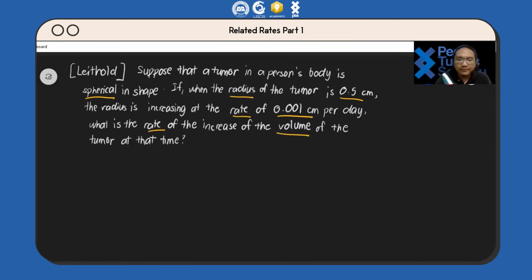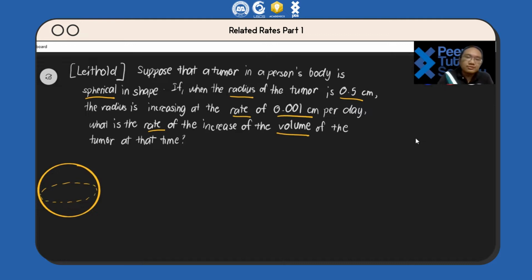Now, what we want to find is the rate of the increase of the volume of the tumor at that specific time. In most mathematical problems, the good first step is to begin by picturing the problem or having an accurate diagram. So let's have an accurate diagram first. It's spherical in nature, so it's rather straightforward to draw it. So it's a nice looking circle, sphere over here.